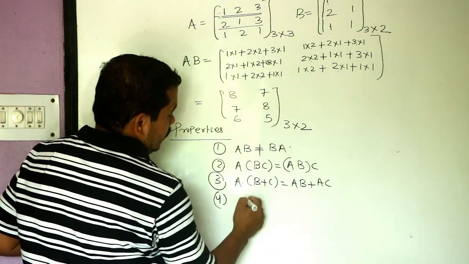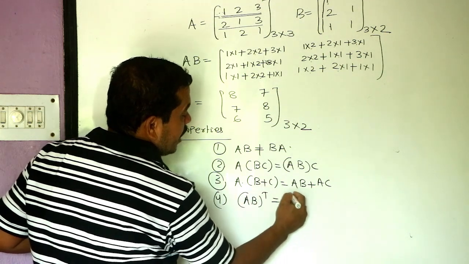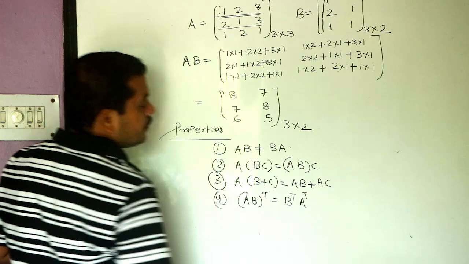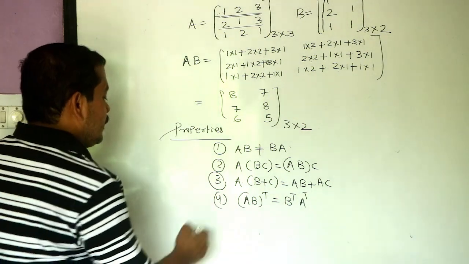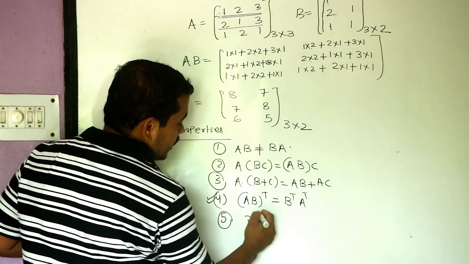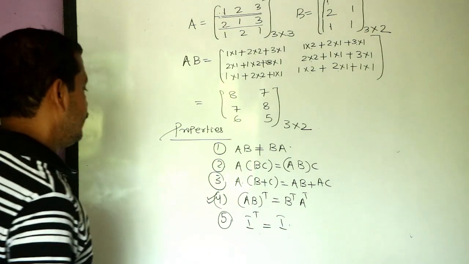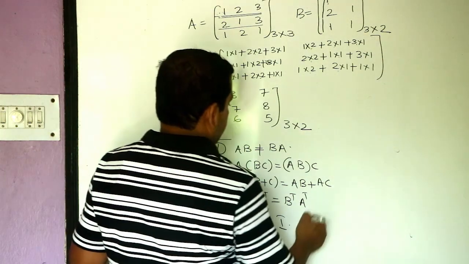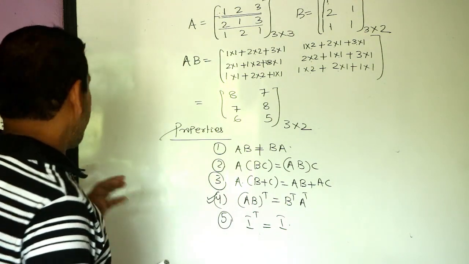Number 4, (AB) transpose equals B transpose A transpose, not A transpose B transpose. That is a very important property. Number 5, the transpose of the unit matrix is the same as the unit matrix. These are the basic properties of matrix multiplication.